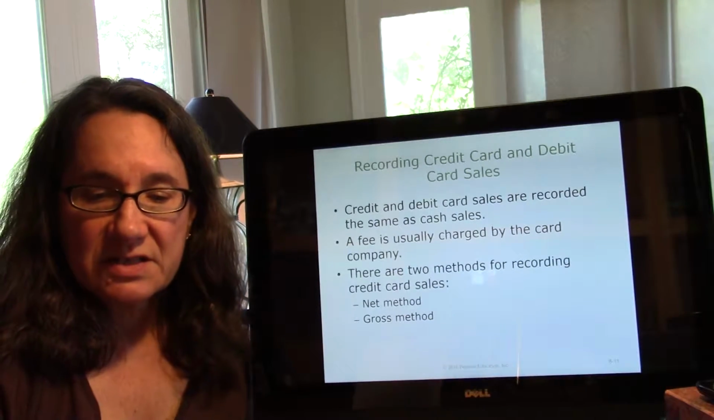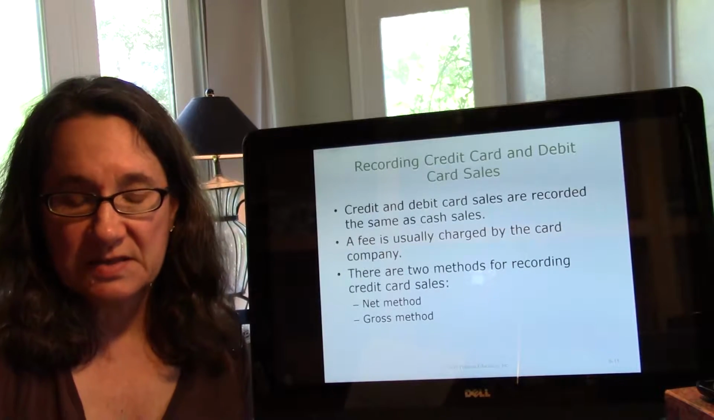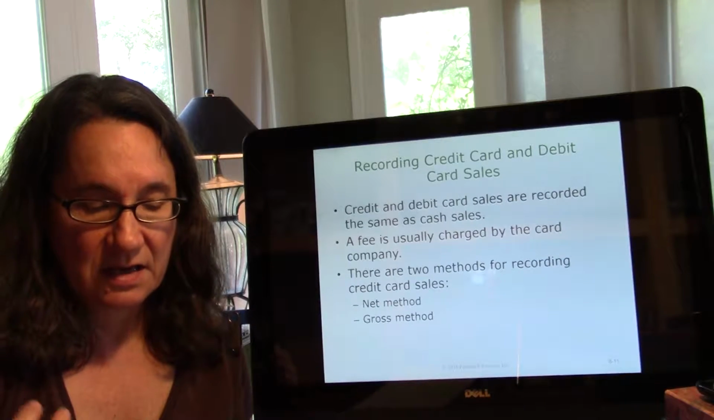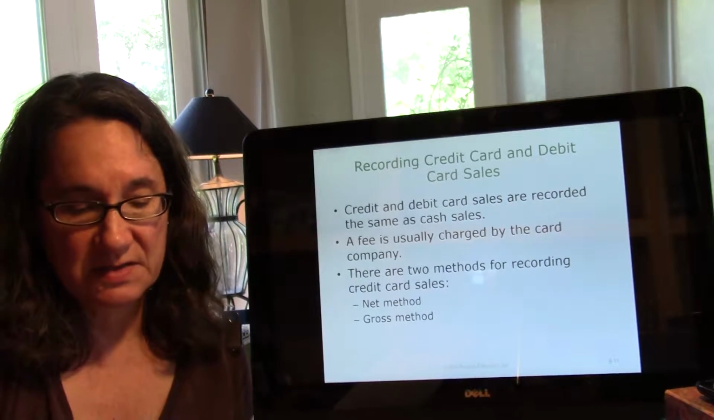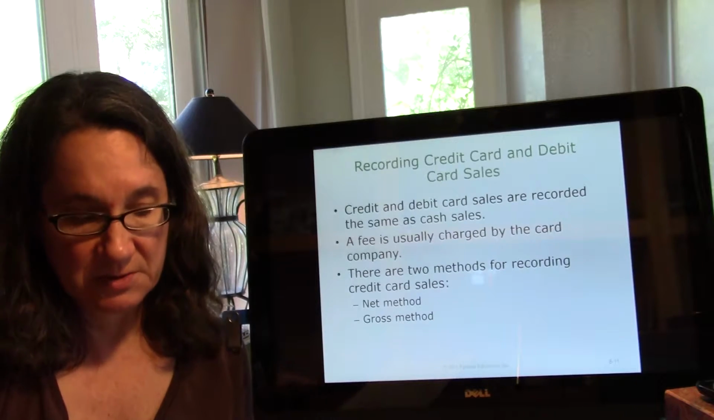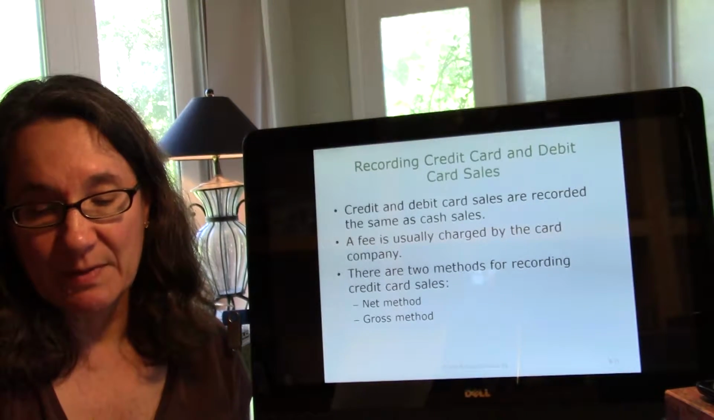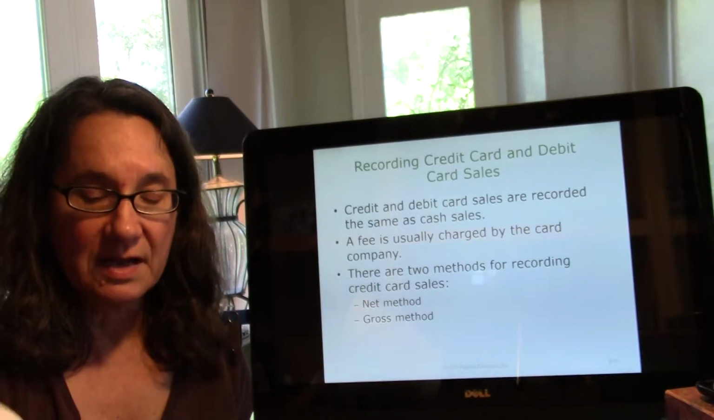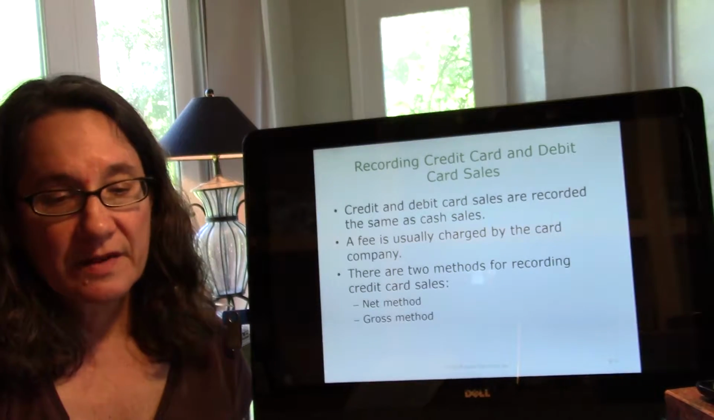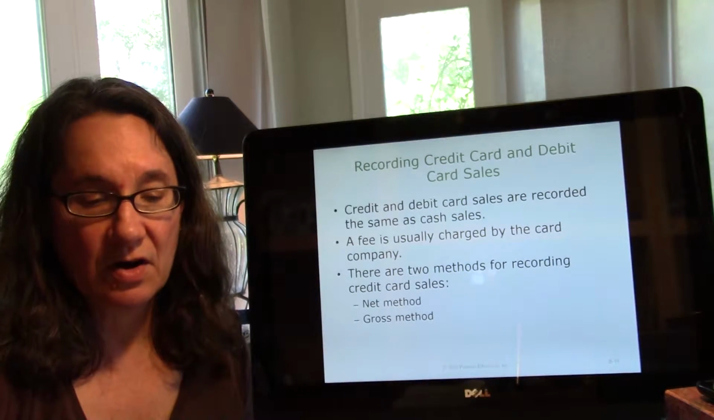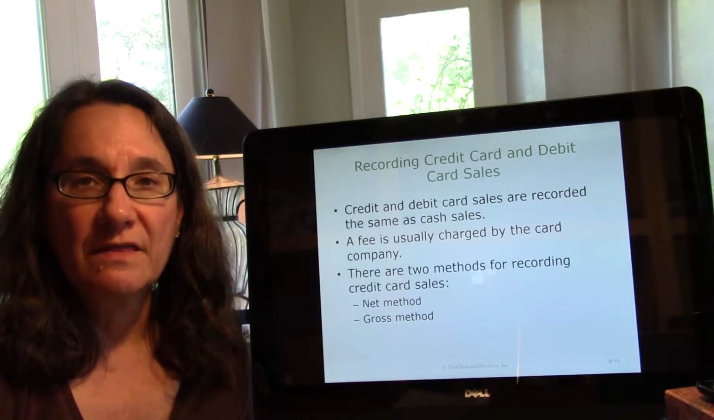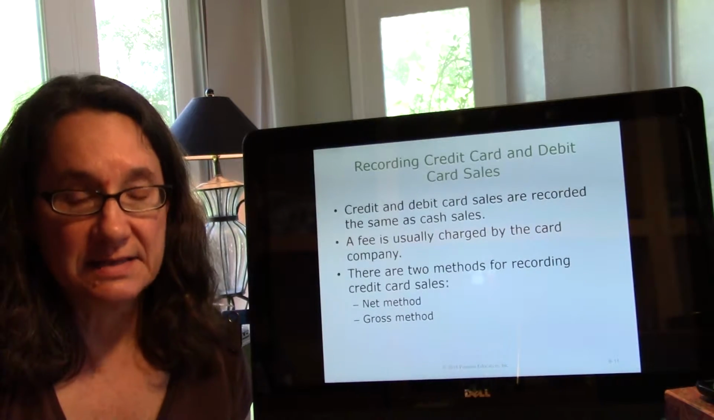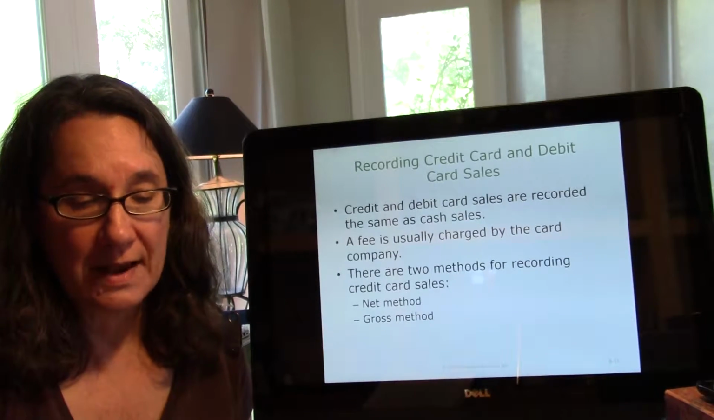So in addition to selling on account, most companies also accept credit cards and debit cards. By accepting credit cards and debit cards like Visa, MasterCard, American Express, businesses are able to attract more customers. Businesses benefit from accepting payment by credit and debit cards because they do not have to check each customer's credit rating or keep account receivable records. There are two methods allowable for recording credit card and debit card sales: the net method and the gross method. Net, N-E-T, and gross, G-R-O-S-S.